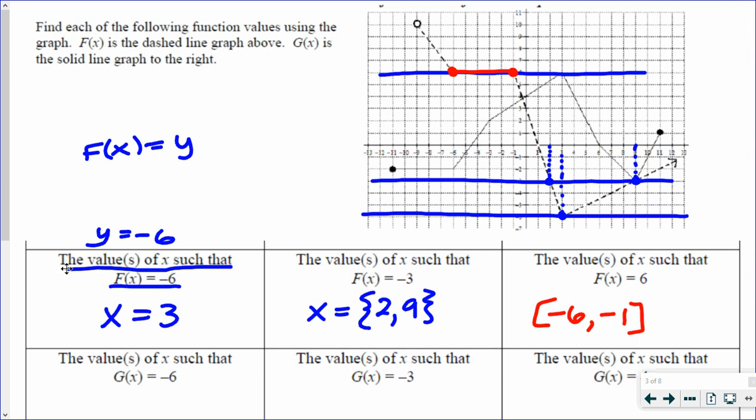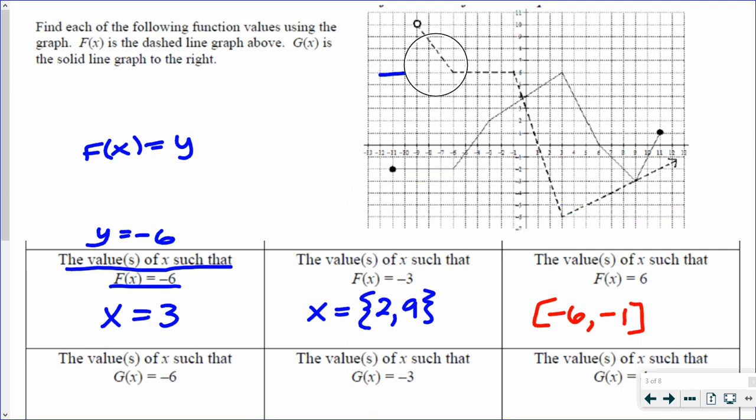And we would need to use brackets because we need to include those x values, okay? We need to include those endpoints. All right, let's switch graphs now to graph g of x. I'm going to erase some of this just so we can see it.